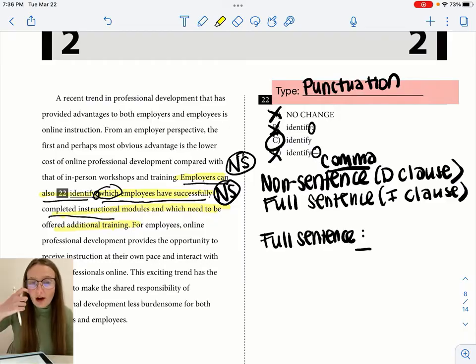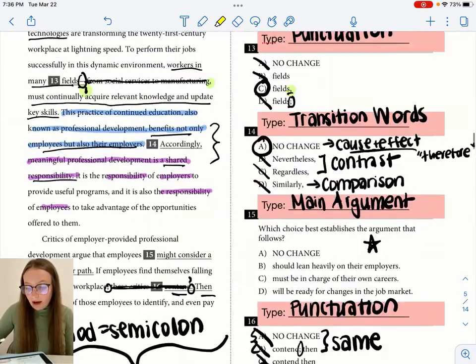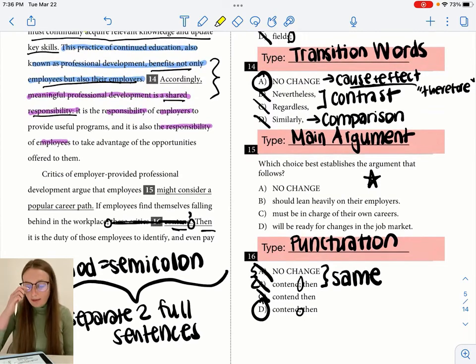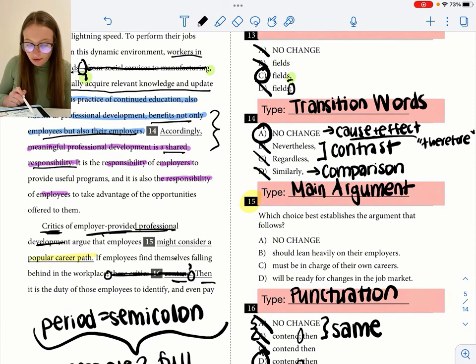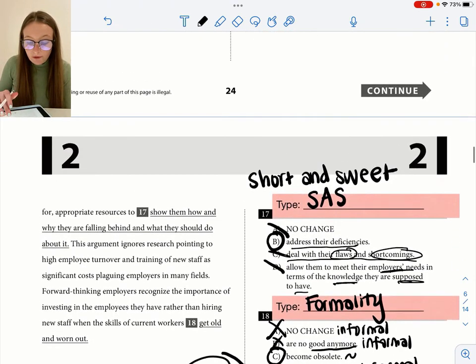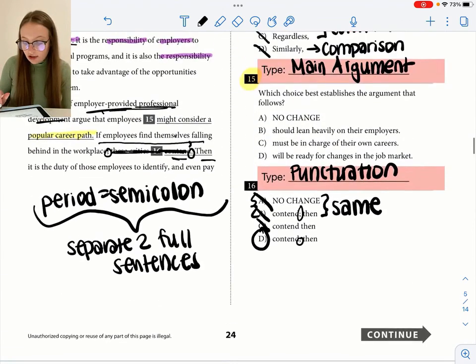All right, so we might have thought we were done, but remember we skipped number 15, which was the overarching theme of the passage. So we can see that this is all talking about the shared responsibility that the employers and the employees have, and that employees need to continue getting an education to stay updated in their field. So we can see that in this paragraph, it says critics of employer-provided professional development. So these are people who are critical of the fact that employers have an obligation or a need to give their employees continued education. So let's see what they might have to say. They're saying that if employees find themselves falling behind, then it is the employee's duty to figure out what's wrong and to get their own education amped up.